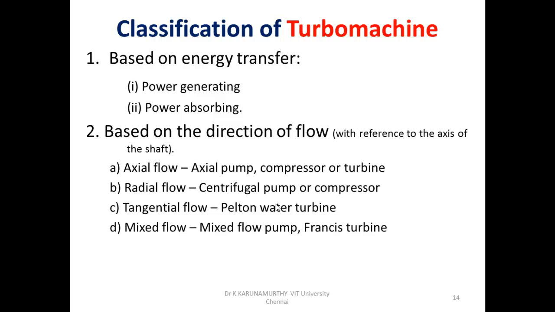If the flow is a combination of these three, then we call that turbo machine a mixed flow turbo machine. In the case of a Francis turbine, where the inlet is in one particular direction and the outlet of the fluid is in another direction, we call that type a mixed flow turbo machine.